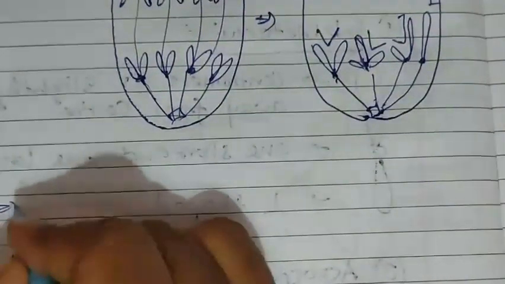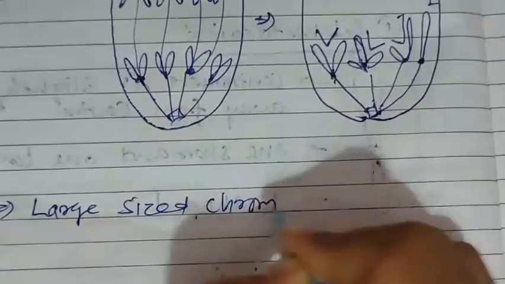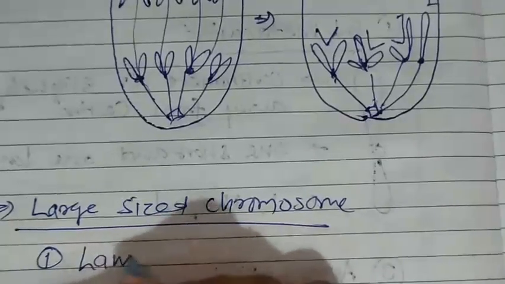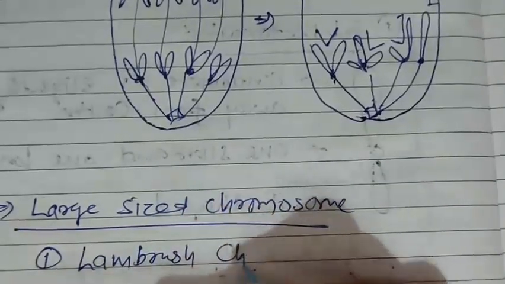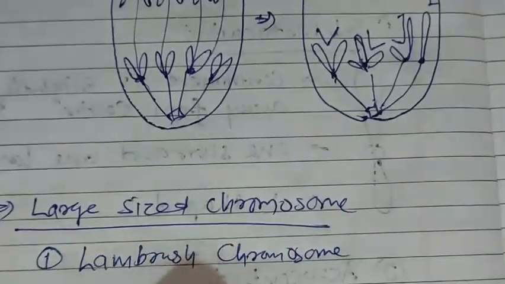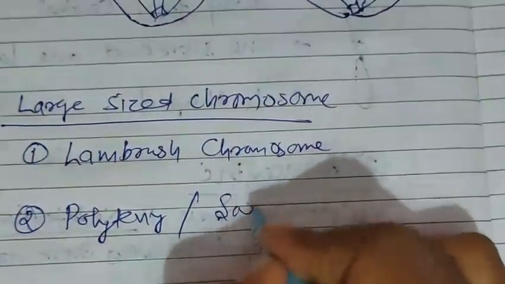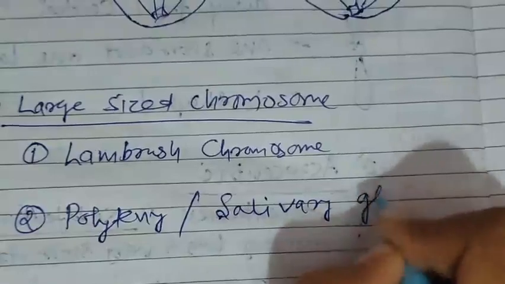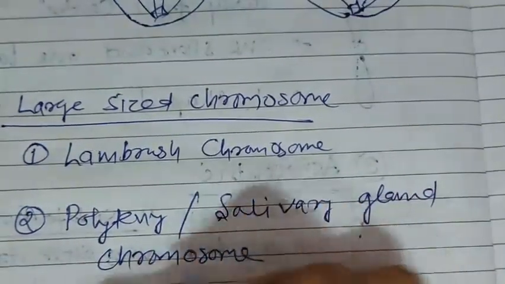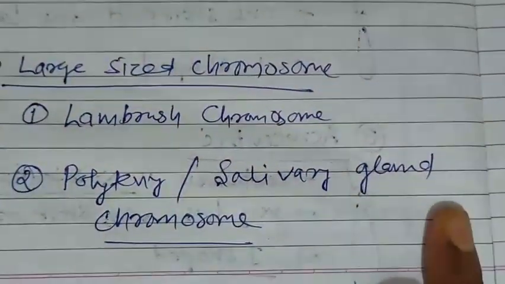There are presence of some large sized chromosome, and they are number 1 Lampbrush chromosome, and second Polytene or salivary gland chromosome. Okay, so that is all about the part of this.